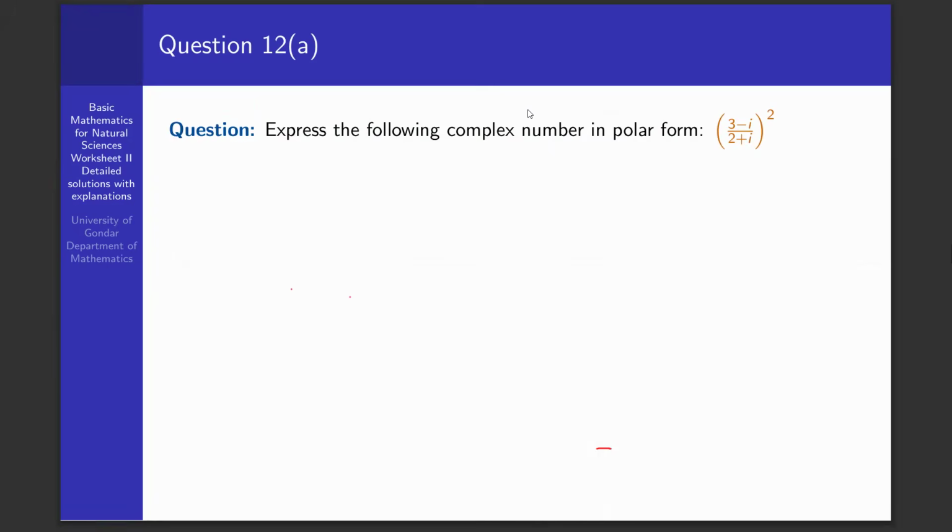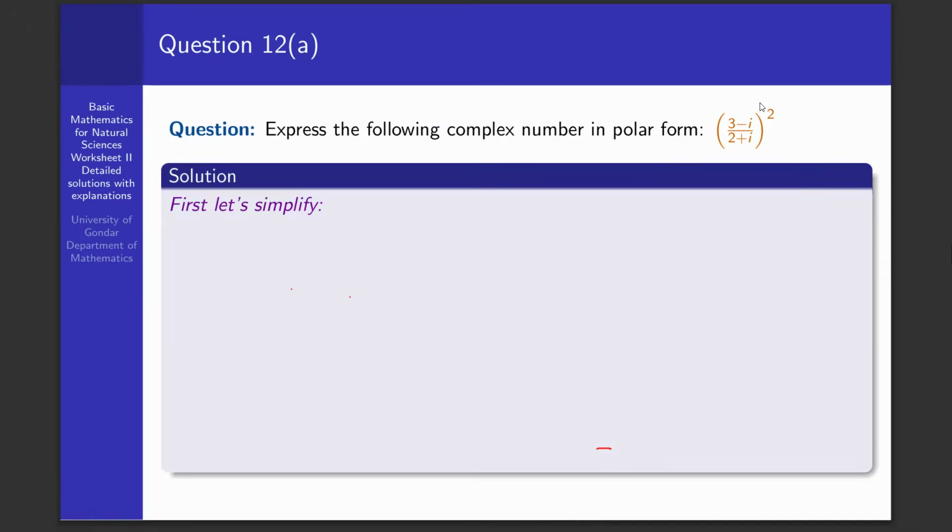Question number 12a. Express the following complex number in polar form. Polar form means writing the given complex number as a function of r and theta, where r is its modulus and theta is the argument. To do that, first we have to simplify this one or convert this one into the standard form of a complex number, that is z is equal to x plus iy.